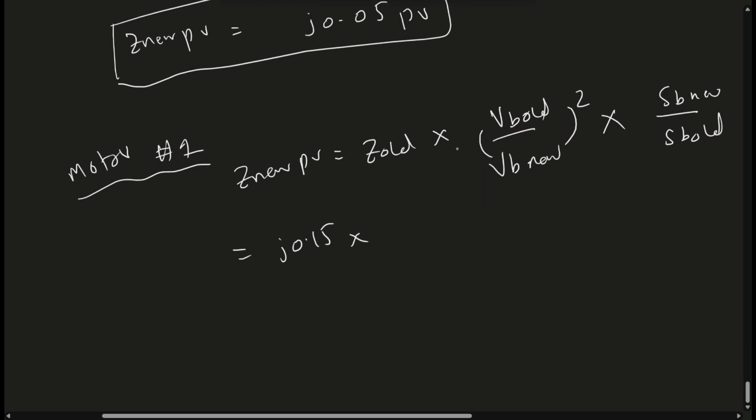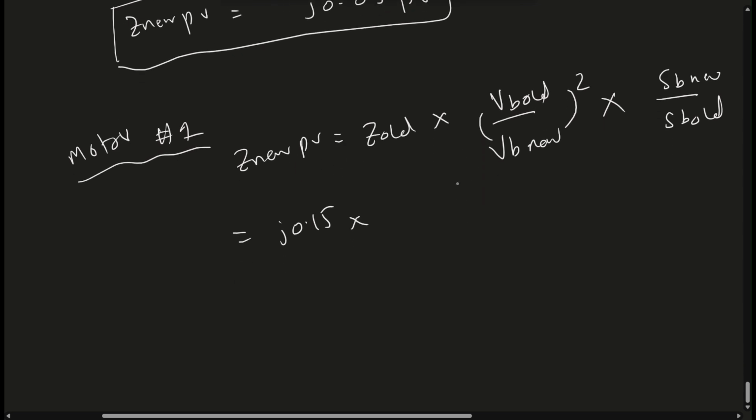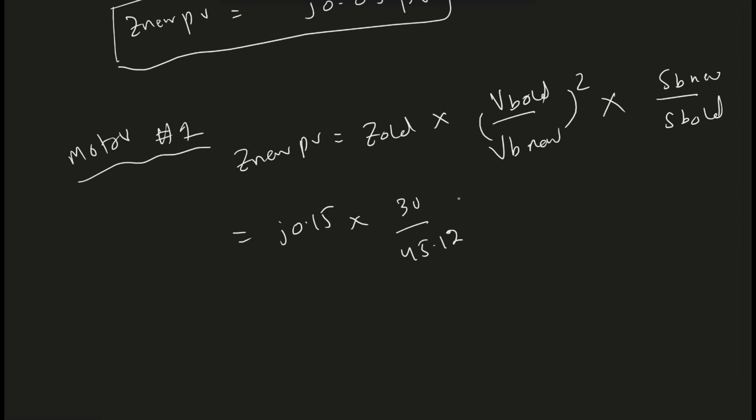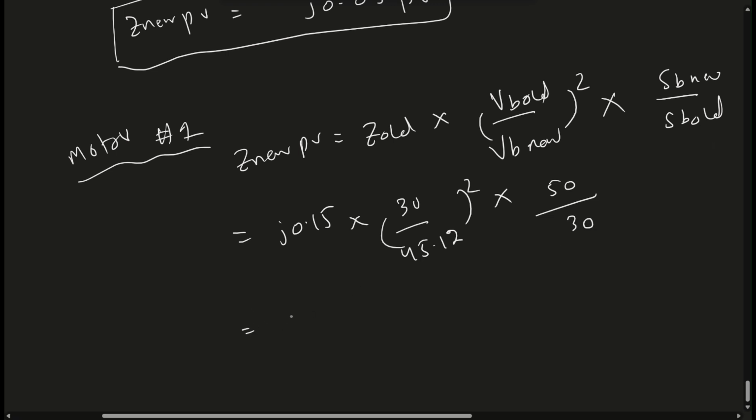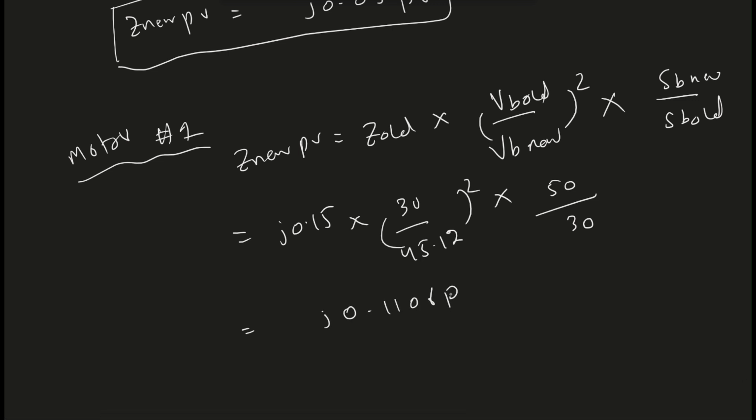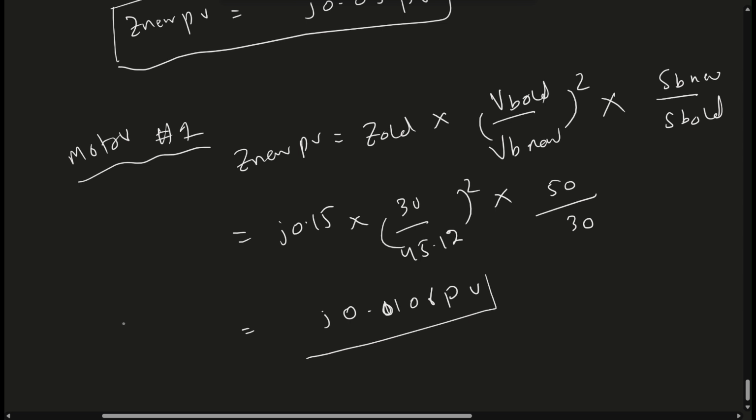Let's substitute the old and new values for voltages as well. The old value is 30, the new value is 45.12 squared, multiplied by the new power base of 50 over the old value, which is given in the numerical as 30 for the power S. By calculating this we will get 0.0106 per unit. This is Z new per unit for motor 1.